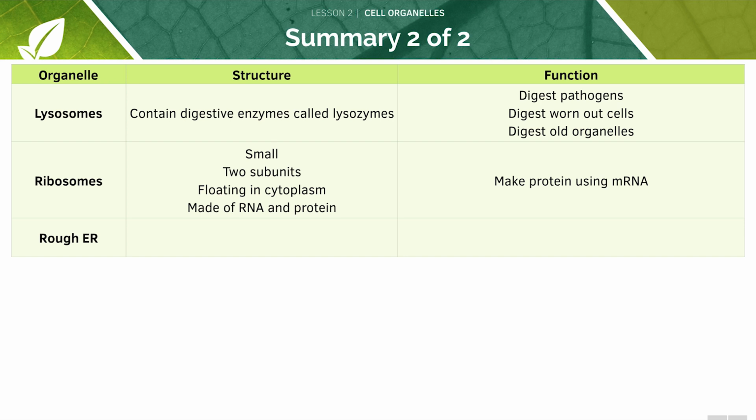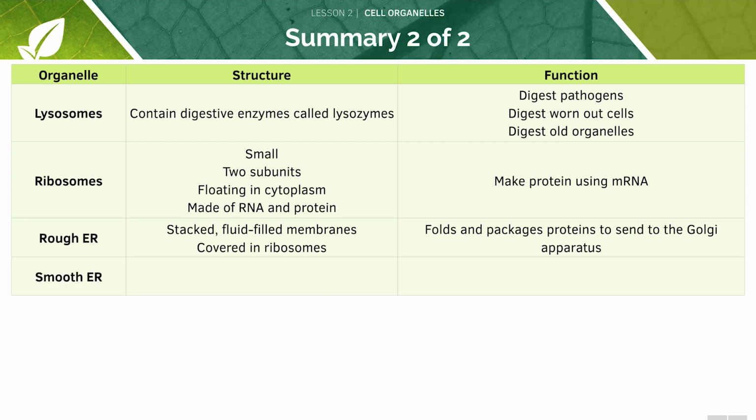Now let's look at the rough ER. The rough ER was covered in ribosomes. It was used to package proteins. Next up, we have the smooth ER. This had no ribosomes. And it was used for lipid synthesis and detoxification.